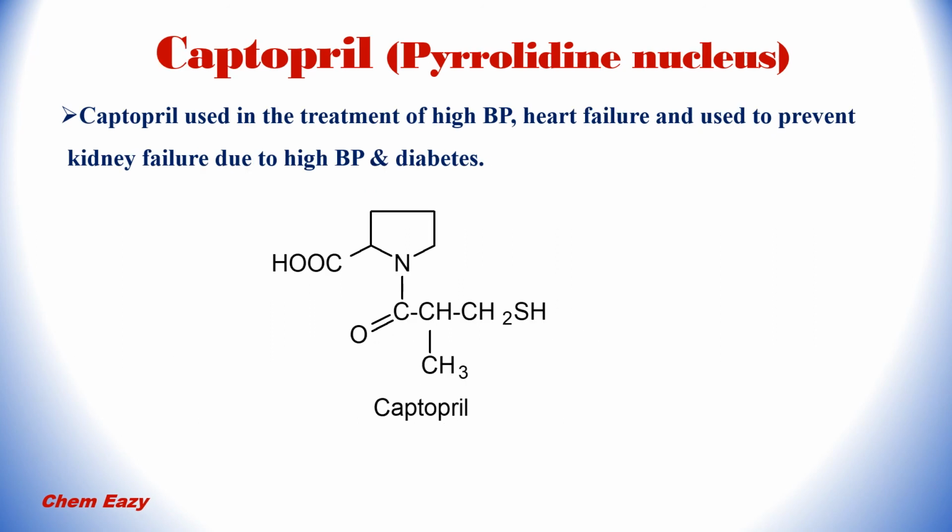And the last example is captopril. Captopril is used in the treatment of high blood pressure, heart failure, and used to prevent kidney failure due to high BP and diabetes. In the structure of captopril, the pyrrolidine nucleus is present.